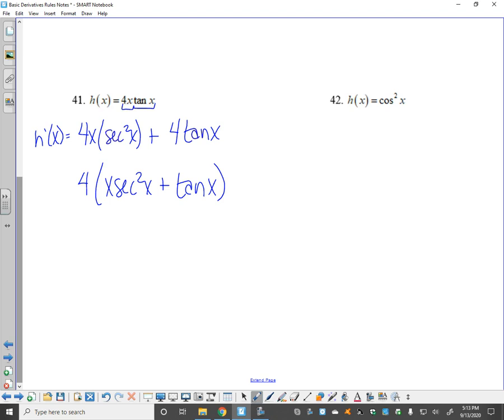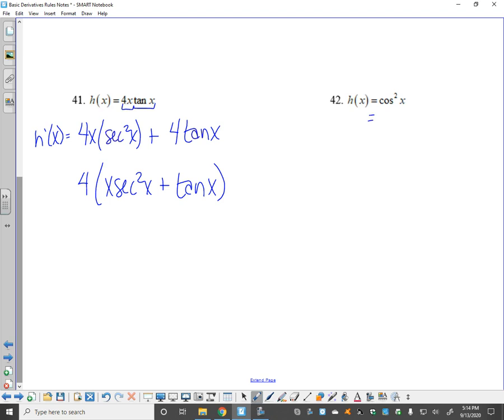Okay, number 42. Listen very carefully. The power rule does not apply to trig. I repeat, the power rule does not apply to trig. You cannot bring the 2 down, write cosine, and then take 1 from your power. You cannot do it. So I need to know how to take this derivative using rules that you know. You know power and you know product. You cannot use power on a trig, so that only leaves product.